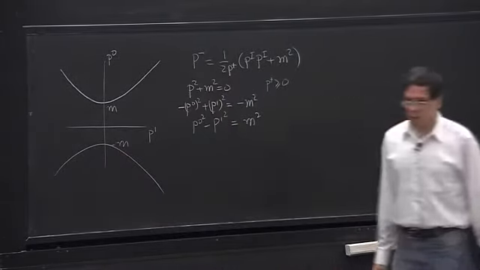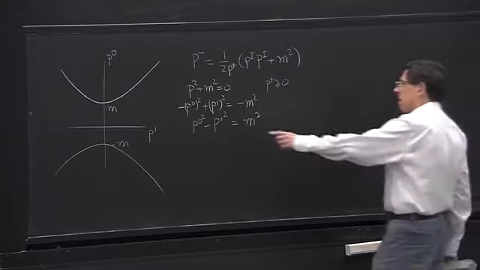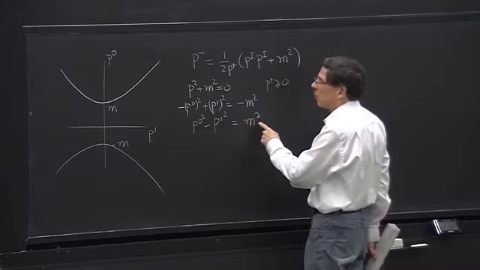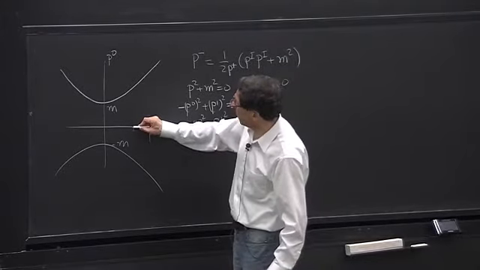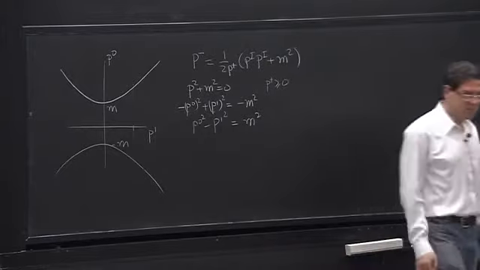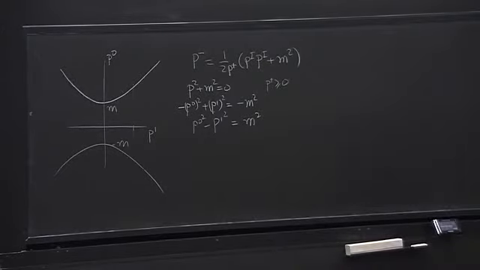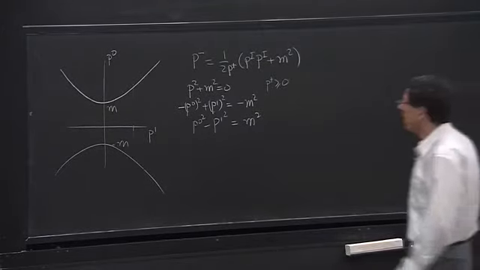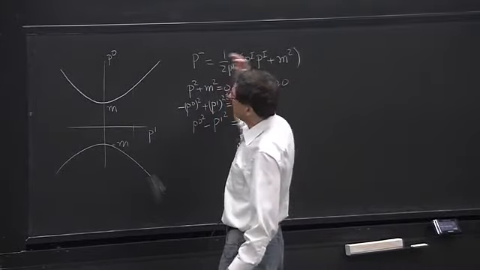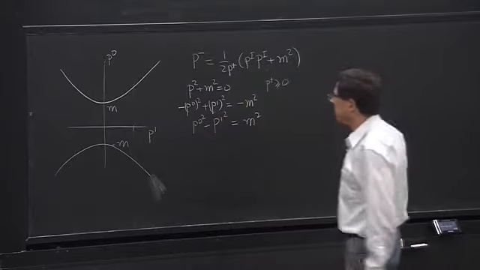And indeed, you realize that if you want to solve for P0 as a function of P1, you have to take a square root. And for any value of P1, you get one positive square root, one negative square root. And one is the positive energy solution, one is the negative energy solution. And our physical particles are associated with positive energy.